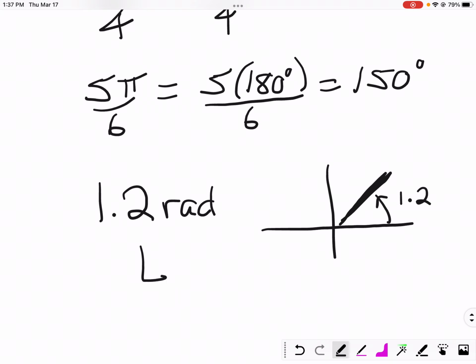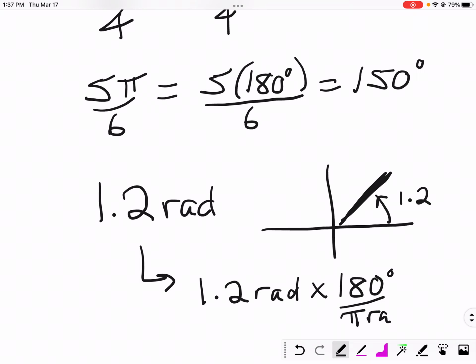And just to check this, you can multiply 1.2 radians by 180 over pi. Again, the radians cancel out. And 1.2 times 180 is 216, then I have to divide that by pi, sorry about that, and we get basically 69 degrees, rounding it off.